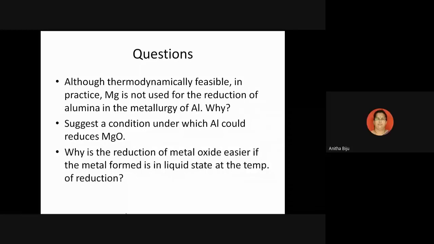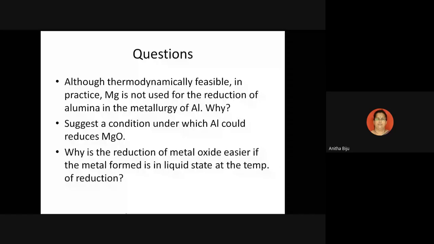Now you write the question and try to find out the answer, on the basis of this topic only. If you could not find the answer, I will give the answer in a proper way. I will send the PDF to you. The answer will be discussed in the next class. First, I will give the chance to you. You try to find out. But try to write the question now. Last question, you can see that we have already discussed. Why is the reduction of metal oxide easier if the metal formed is in liquid state at the temperature of reduction?